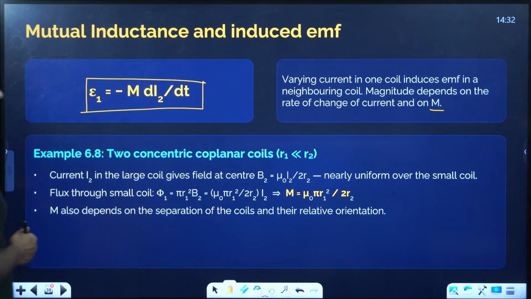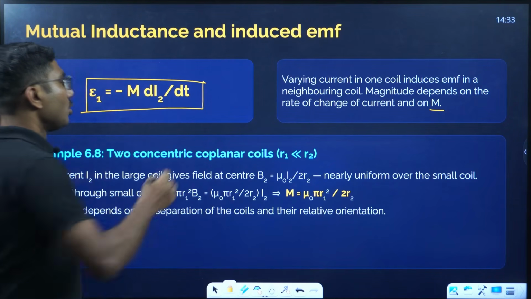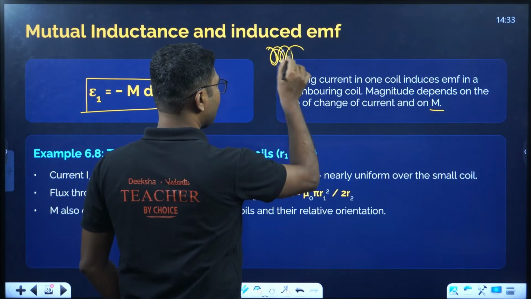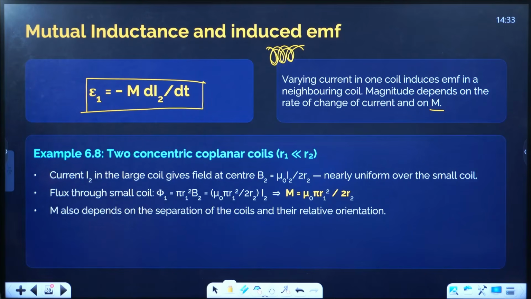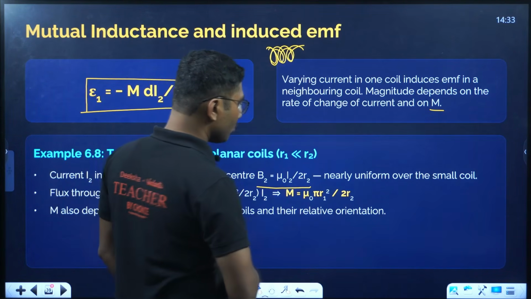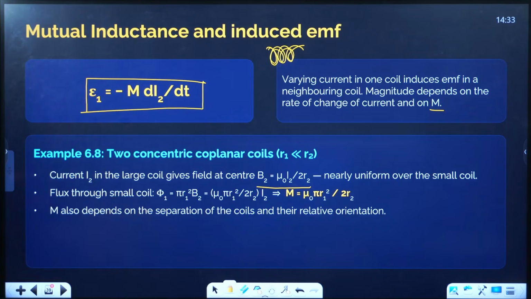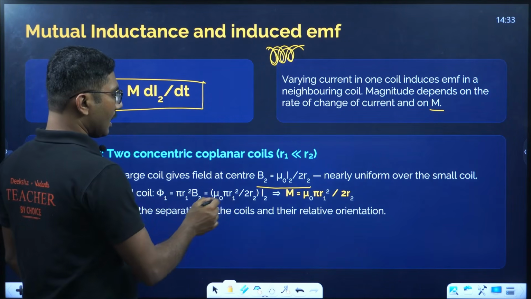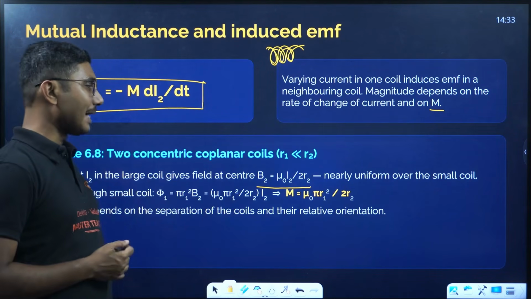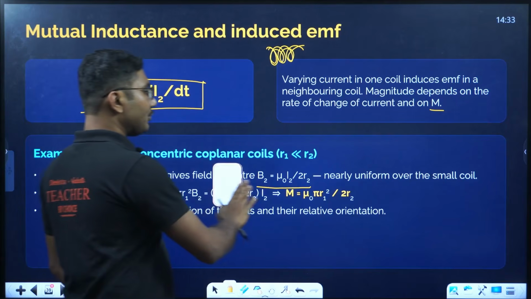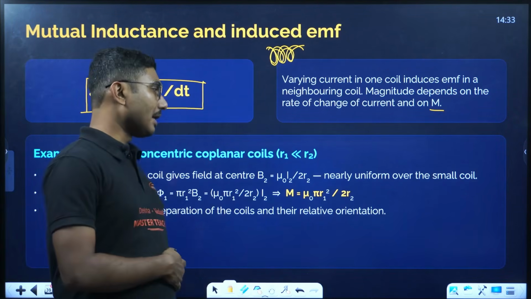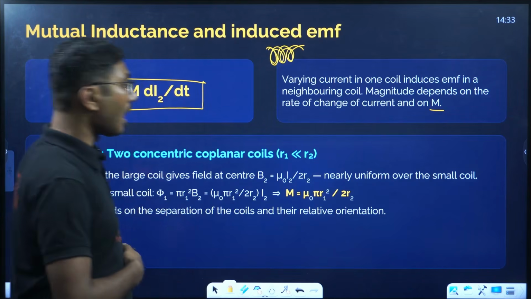Okay, two concentric coplanar coils, so their center is the same and the planes are the same. Current I2 in the large coil gives the field at the center B2 equal to mu naught I2 by 2 R2, nearly uniform over the small coil. Flux through the small coil is given by this, and M also depends on the separation of the coils and their relative orientation. So mutual inductance depends not only on their radius, length, etc. It also depends on how they are oriented.